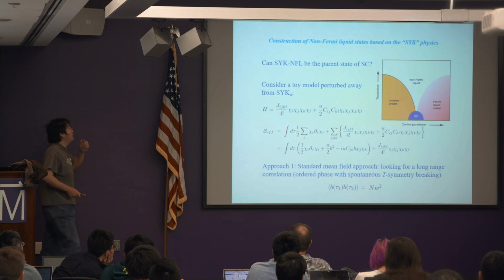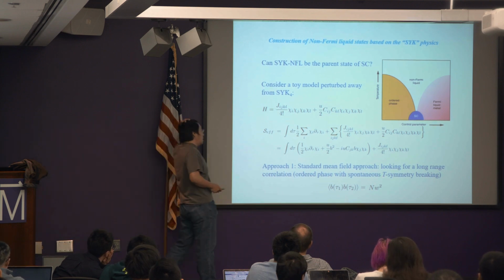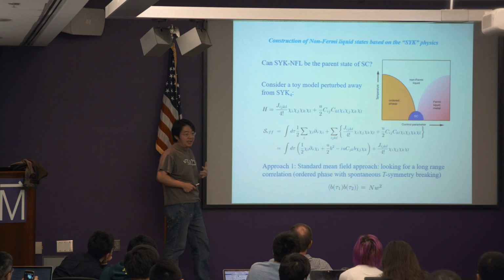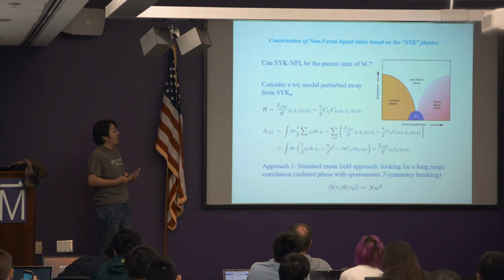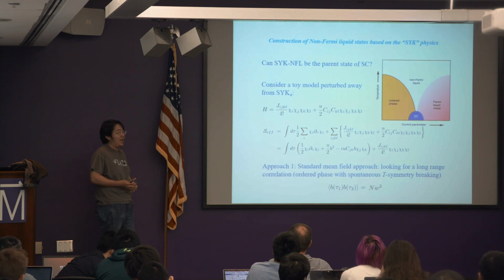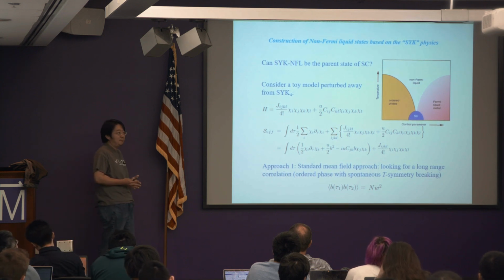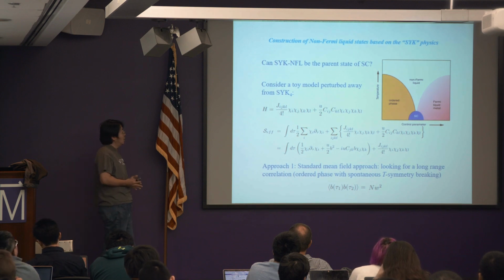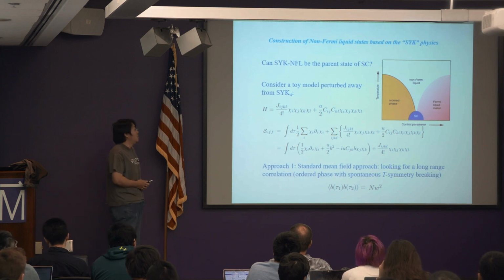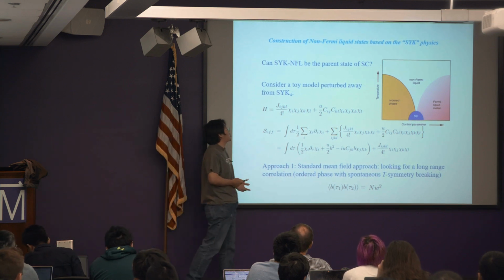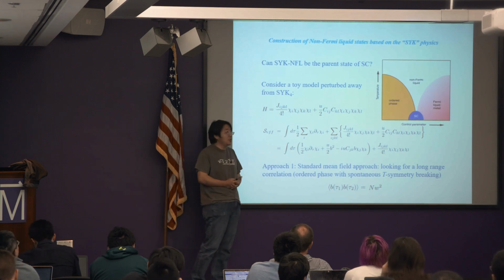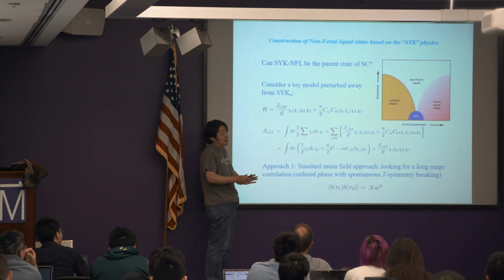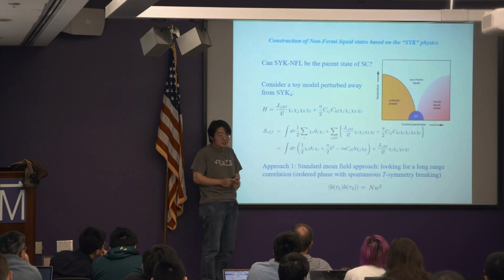Okay, as I said, the exact solution of the SYK model is a non-Fermi liquid state. So the first question we try to ask is: can this non-Fermi liquid state be a parent state of a superconductor? This means that we start from the SYK model and perturb it with some other interaction. This is a toy model, but we can add basically any kind of interaction.